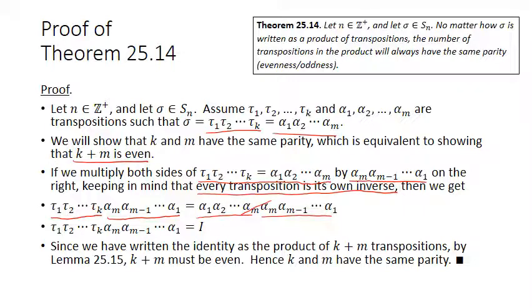The alpha m and the alpha m are going to cancel each other out, and then alpha m minus 1 is going to cancel out with something else inside the dots here, and you're going to keep canceling back and forth until you get down to the last pair, and then they'll cancel each other out. So that whole right hand side is going to cancel from the center to the outsides, and then you're going to have left just that tau1 through tau k times alpha m through alpha 1 is equal to the identity. And so now is where we get to apply lemma 25.15. All that work we did proving that was so that we could use it right here. Since we have written the identity as the product of k plus m transpositions, by lemma 25.15, k plus m must be even, and so k and m have the same parity. And that's it. So sometimes in math, you work really, really hard on a lemma and then you just use it in one little spot, but that's what they're for.